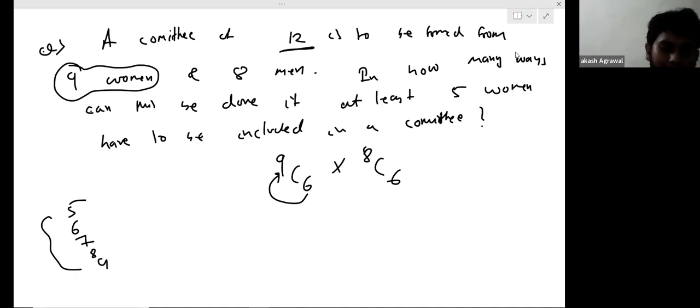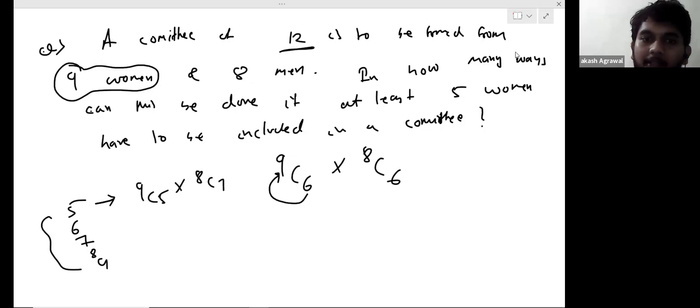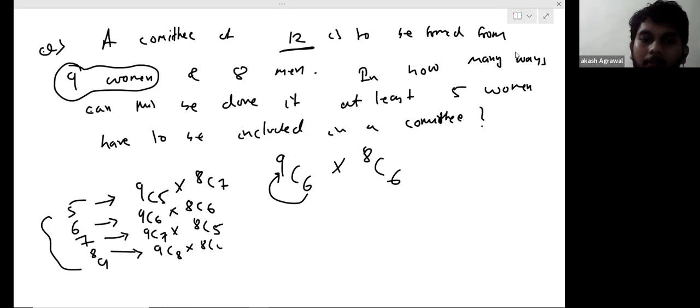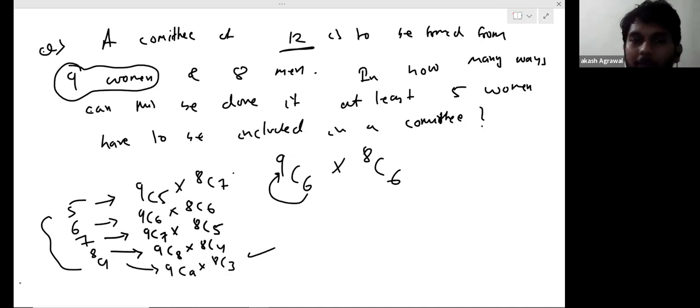Done, everyone? Do I need to solve this, or let me just write the answer? For 5 women, the answer will be 9C5 into 8C7. 9C6 into 8C6. 9C7 into 8C5. 9C8 into 8C4. 9C9 into 8C3. Okay, very good. And you have to solve it further also, right?